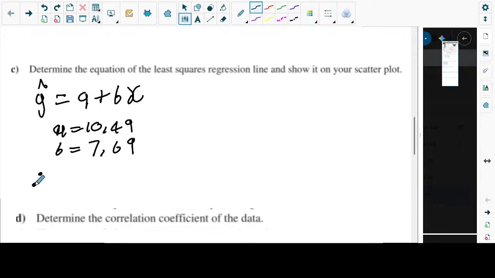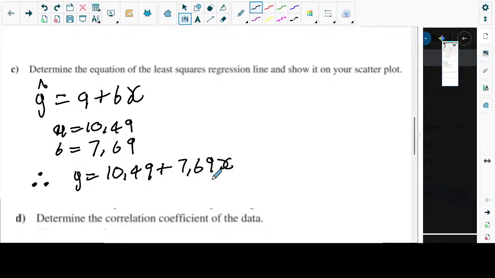Therefore our y is equal to A, 10.49, plus 7.69x. Let's double check if we did the formula correctly: is it A plus bx, or is it ax plus b? It's A plus bx. Okay, we are fine.